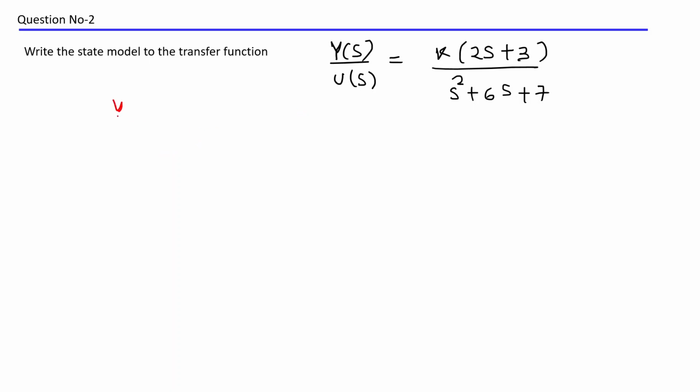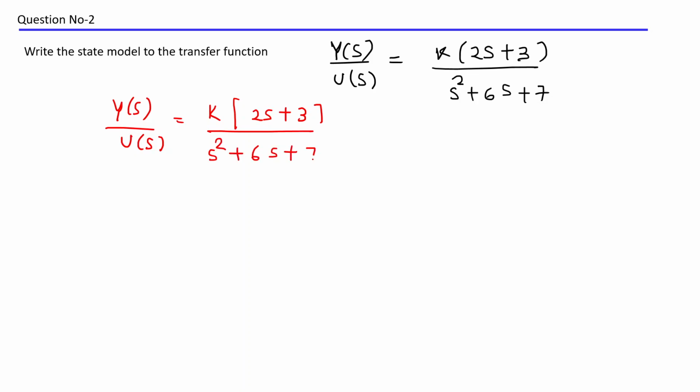Y of s by U of s is given, so K into 2s plus 3, divided by s square plus 6s plus 7. This equation is given. So what you do here, always assume this is a Laplace domain. In Laplace domain, this s square is the second order equation. Second order equation means now you have to say that your x star is the differential state vector.